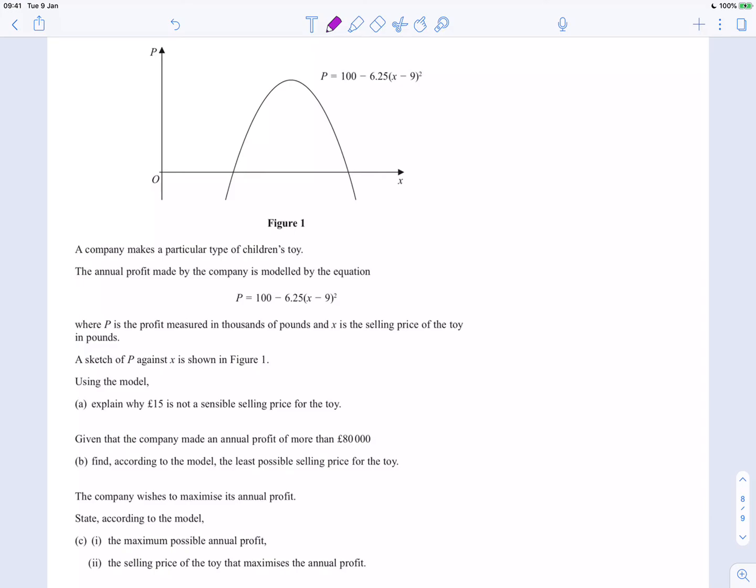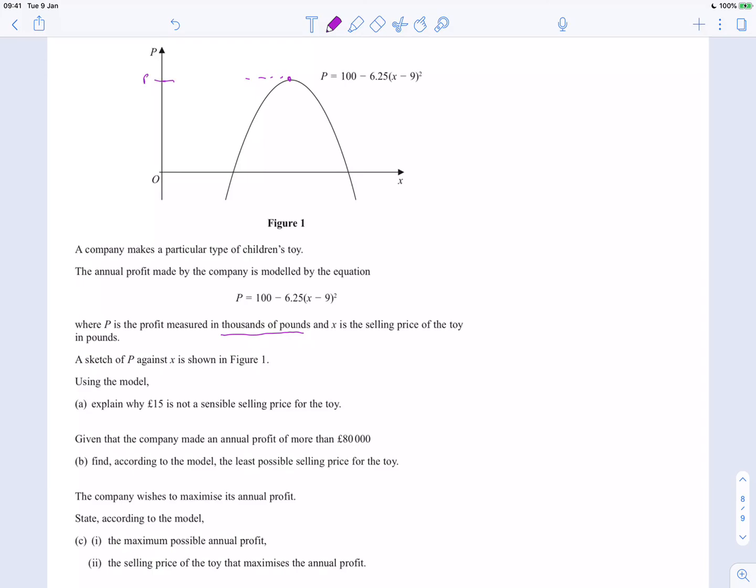So, here you go. A company makes a particular type of children's toy. So there's a real life situation. The annual profit of the company is modelled by the equation P equals 100 minus 6.25 (x minus 9) all squared, where P is the profit measured in thousands. Please be aware it's in thousands. And x is the selling price of the toy in pounds. A sketch of P against x is shown in figure 1. So there's clearly this maximum point there. I'm guessing the first thing people will be looking for is what's that maximum profit.